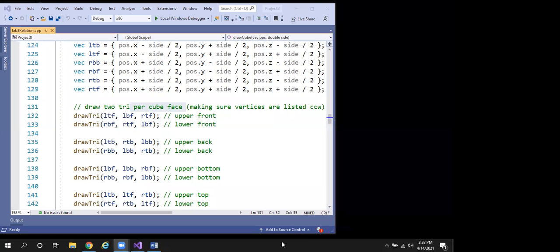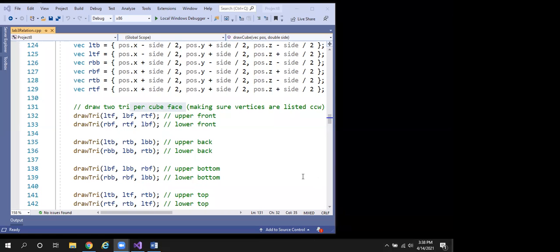Does that make sense now, Seth? Picture's worth 1,000 words, right? Anyone else still lost? Makes sense. Okay, excellent. So that's how I'm drawing cubes, okay?